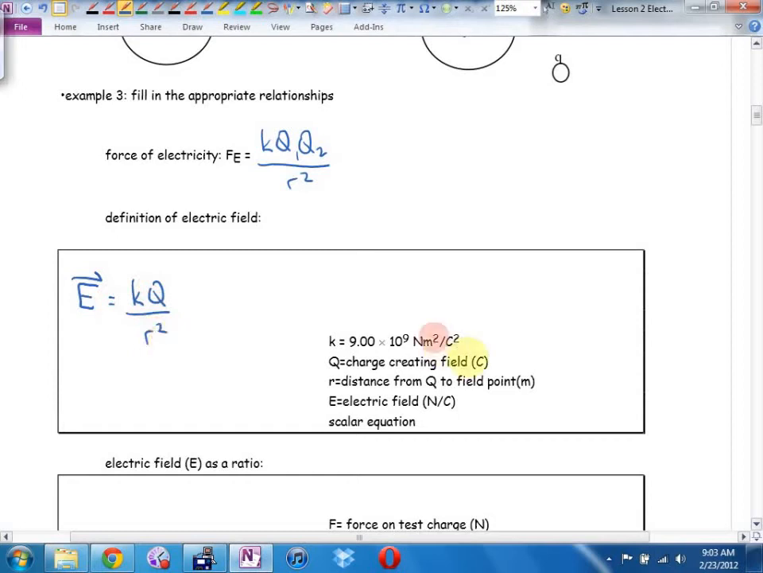Where k is 9 times 10 to the 9th, and Q is the charge that's creating the field. I'll call it the planetary charge, the big charge that's sending out the field. Not the satellite, not the asteroid, not the spacecraft, not the tiny charge.